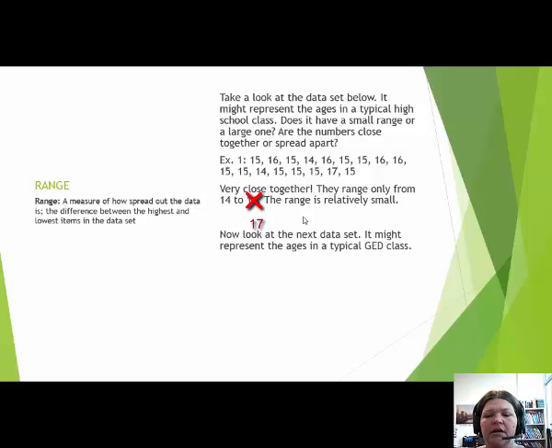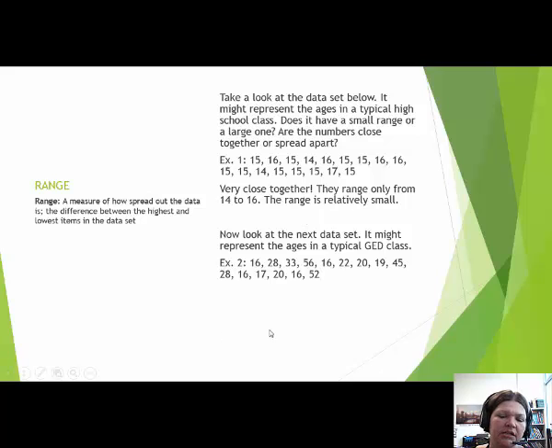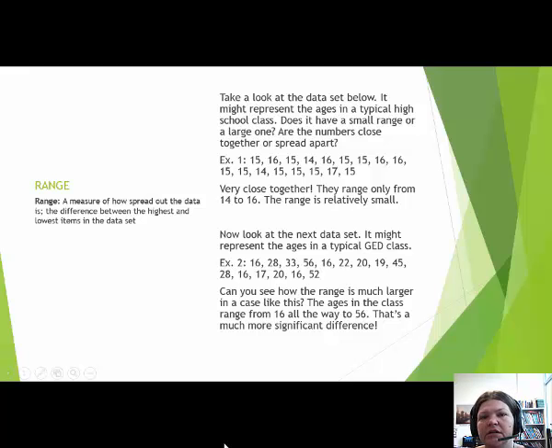Now, on the other hand, you can see the ages in a typical GED class. You're probably going to see a larger range because when you see the ages in the GED class, they're more spread out. 16, 28, we got a 56-year-old in this particular class, a 45-year-old. See those numbers further spread apart. This particular set has a much larger range. The class ranges from 16 all the way to 56. We see a much more significant difference in the ages on a larger spread.